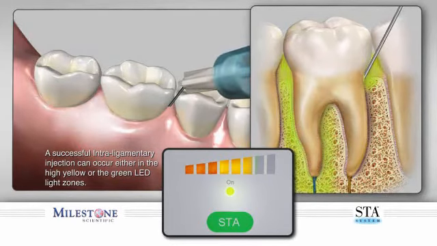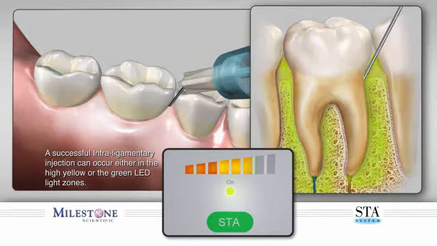The STA system will once again begin to determine proper location by the dynamic pressure sensing. It is important to be aware that you may achieve success while in the high yellow zone. The high yellow LED zone indicates that you have a high probability of being at the correct location to perform the STA intraligamentary injection. It is necessary to maintain at least the high yellow LED indicators throughout the injection process to achieve success. Note that you will not hear the audible spoken word PDL in the yellow zone.